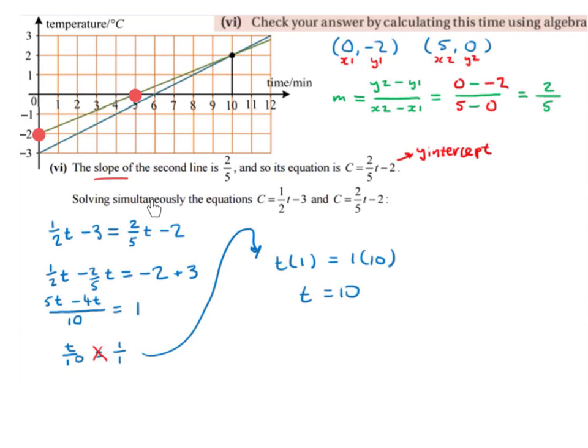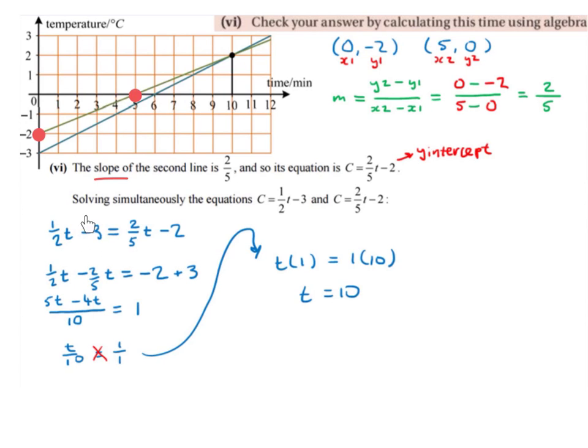So we're going to solve them simultaneously. Our equation from the first part is c equals 1/2 t minus 3. So that's the equation of our blue line. And the equation of our green line we just got is c equals 2 over 5 t minus 2. So we're going to let them equal to each other. So we get 1/2 t minus 3 equals 2/5 t minus 2. And we just solve for t.